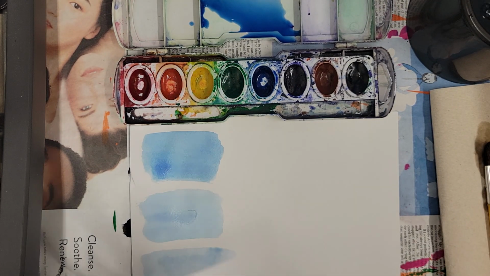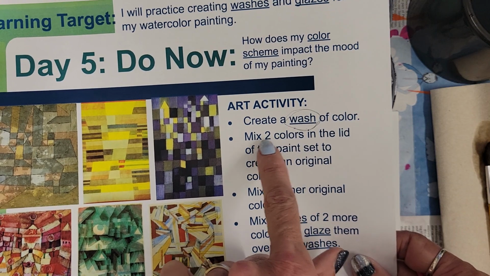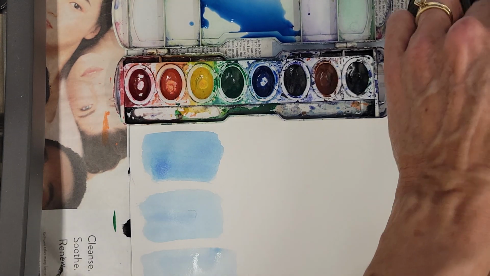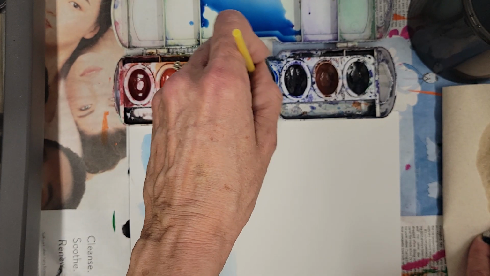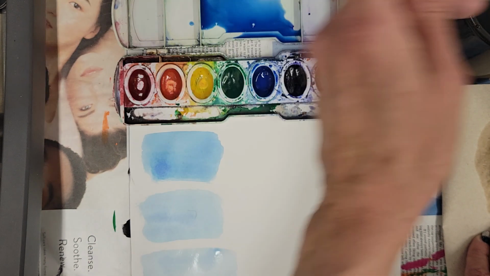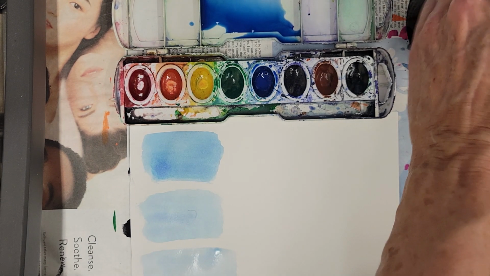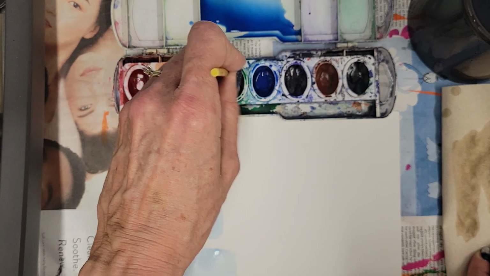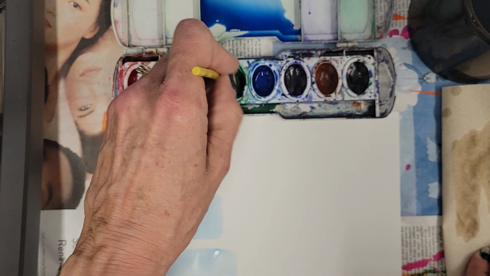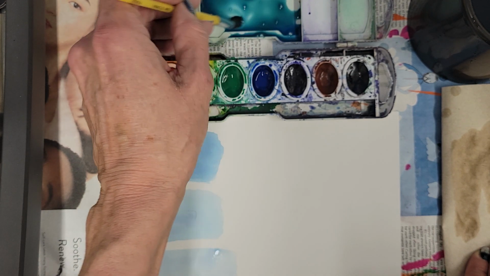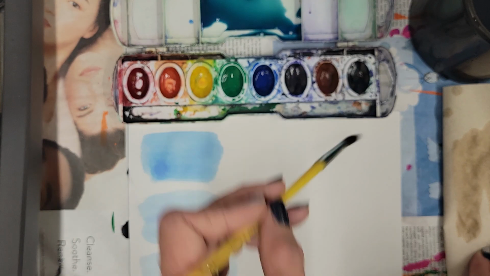Then, what if I wanted to create my own original color by mixing two colors of paint in the lid? That's going to give me an original color. So maybe I'm going to add a little bit more blue back into here. But what if I wanted to mix some blue and green together? I'm going to clean my brush, wipe it on my napkin, and now I can get a little bit of green, and I can mix the green in with the blue. I'm going to mix it in my lid first to see what it looks like.